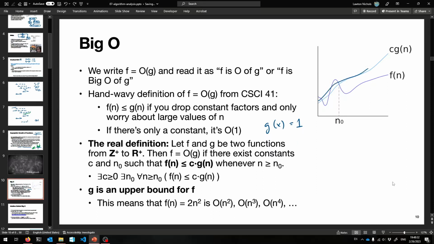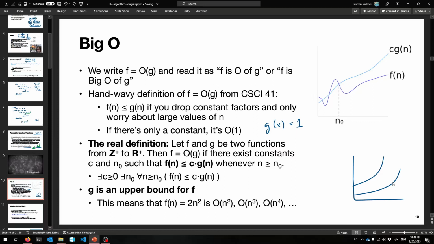But here's g. Here's g of n times some c. Like, it's been scaled. So here's the original function. Here's a constant times that function, right? It grows a bit faster but looks the same. So here's a constant times g of n for some constant.